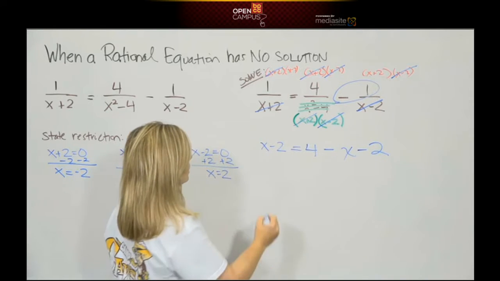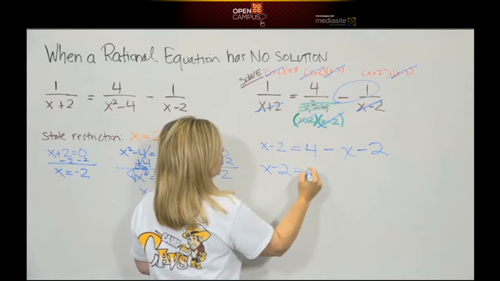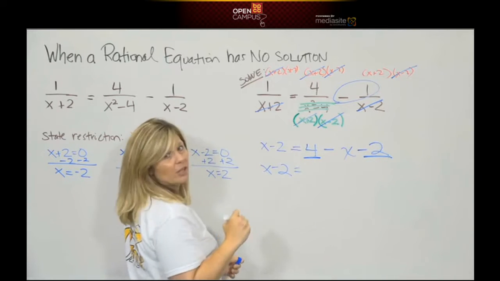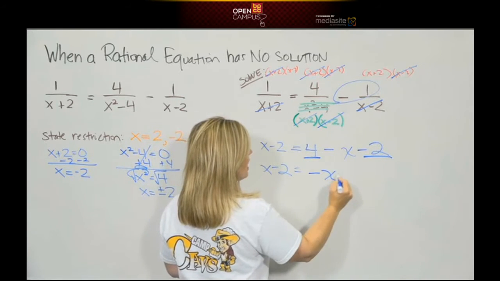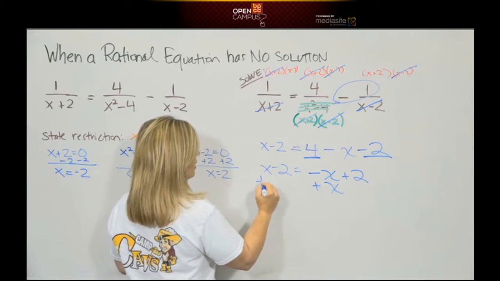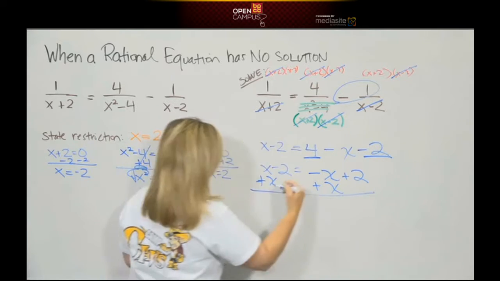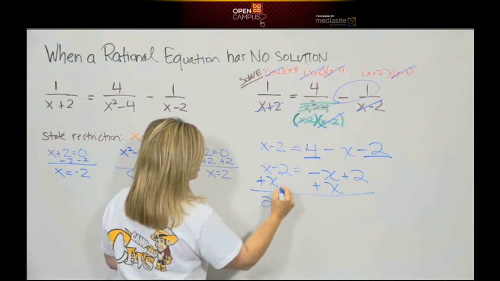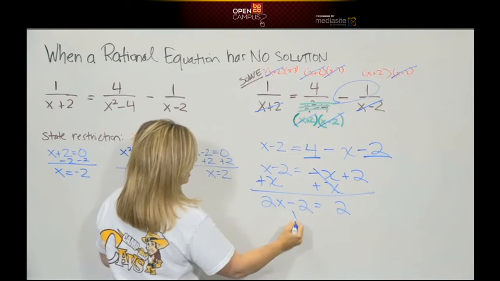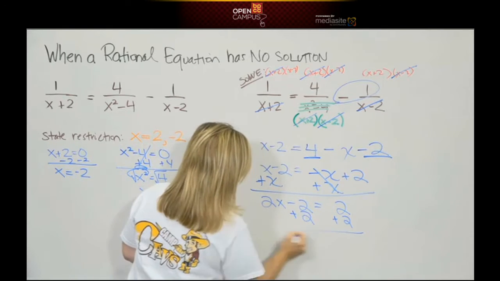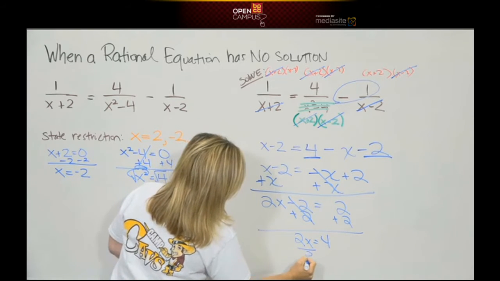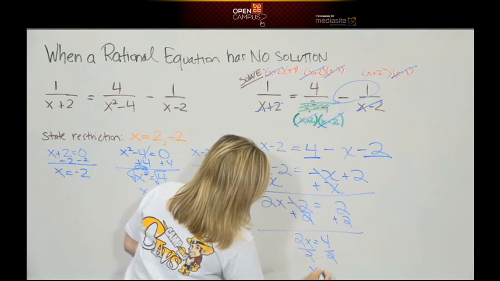Now, I'm going to collect like terms. So on the right side, 4 minus 2 is 2. So I'm going to leave the negative x. I'm going to put my positive 2. Miss Black likes her x's on the left side, so I move by doing the inverse. I get 2x minus 2 equals 2. I add 2. I get 2x equals 4. I divide by 2. I get x is 2.